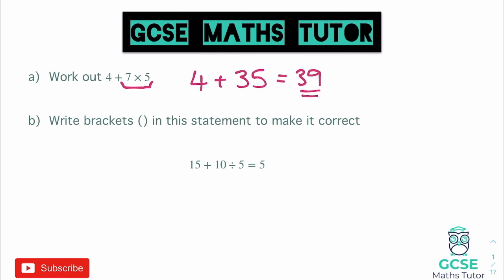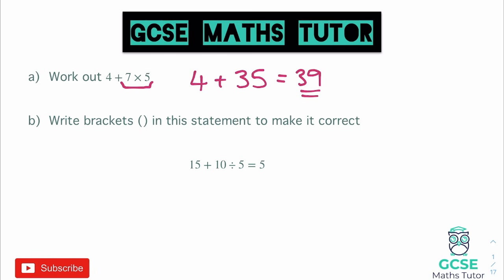Now in this part B where we're putting brackets in, normally that just means that we're going to have to put the brackets round the pieces that we wouldn't normally do first. So in this calculation, without any brackets, we would normally do the division first, and that would give us 15 add 2, and that would give us an answer of 17. And it wants us to put the brackets in here so that we get an answer of 5. So our only option is to put the brackets around the 15 plus 10.